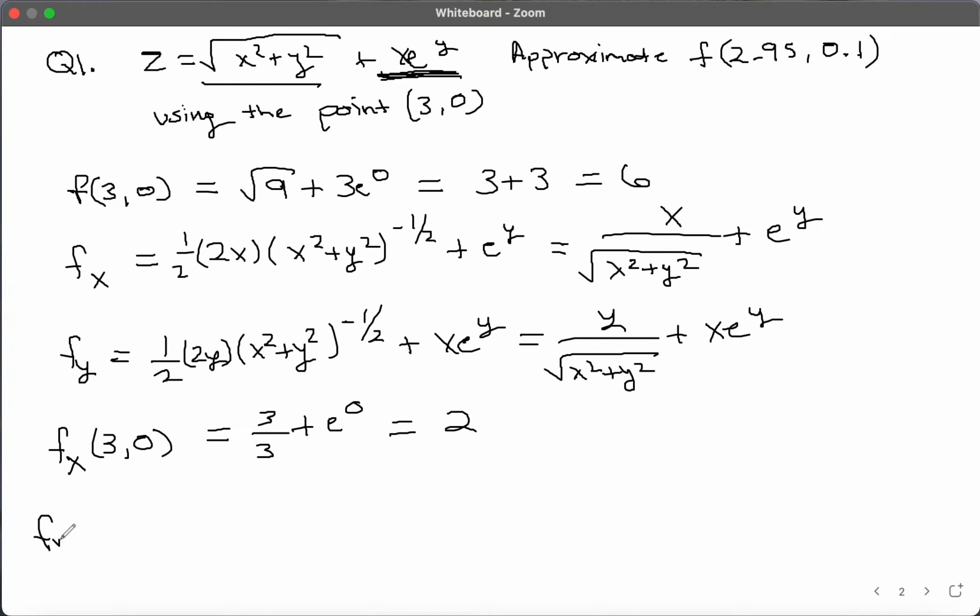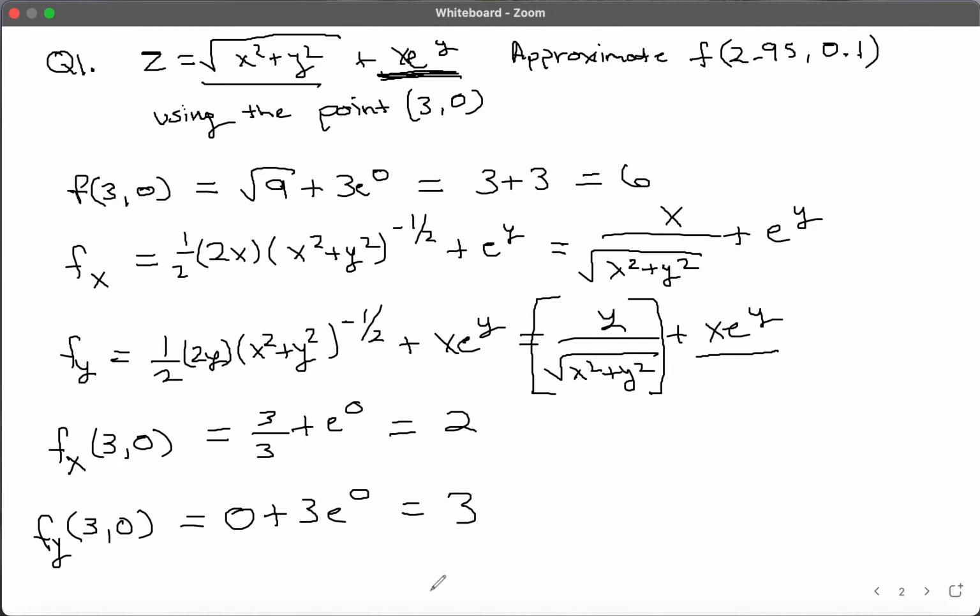And then same thing, partial derivative with respect to y at 3 comma 0. Let's go ahead and plug it in. We know y is going to be 0, and it's in the numerator if we're looking at this part right here. And we know the denominator is not going to be 0, so we can say the first part is just 0. And then let's figure out x times e to the y. That's going to be 3 times e to the 0, which gives us 3.